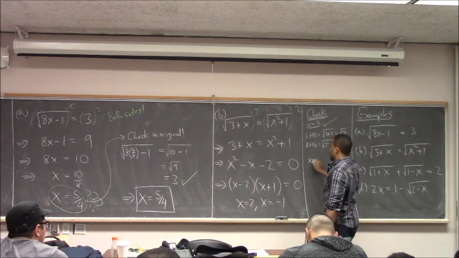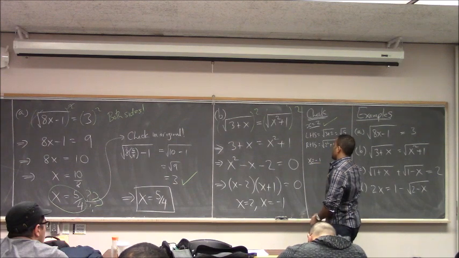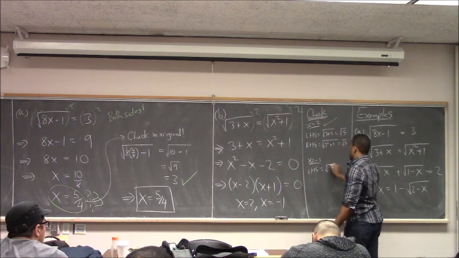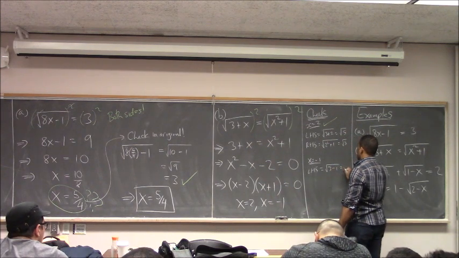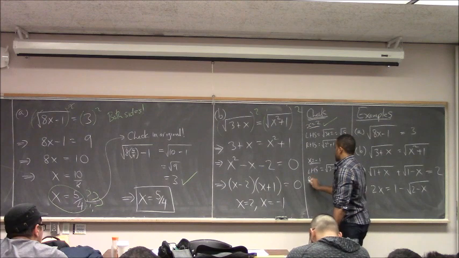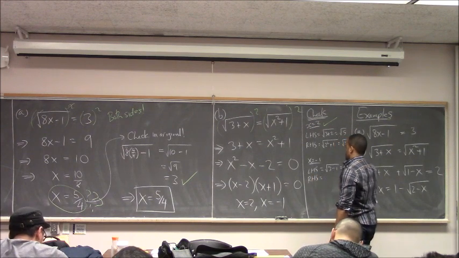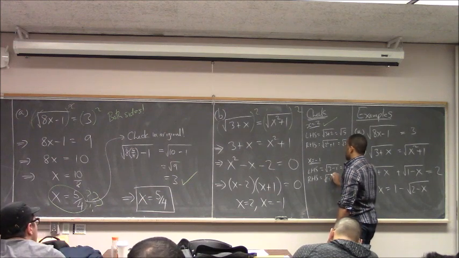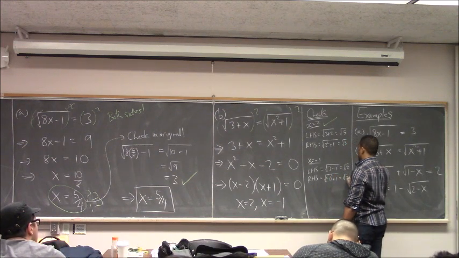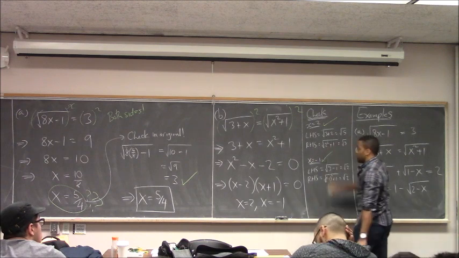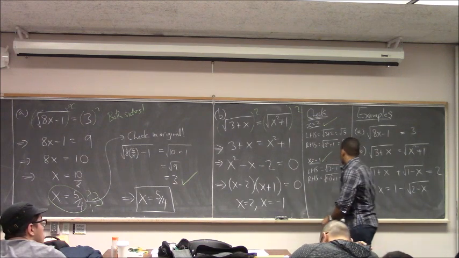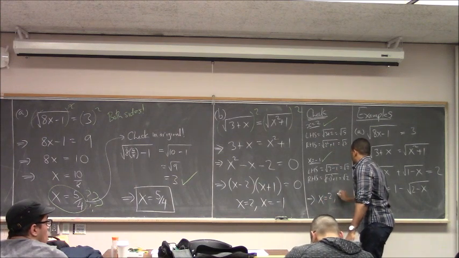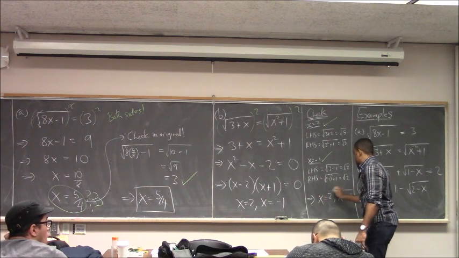Now let's go to x equals minus 1. If I plug that into the left-hand side, I would get the radical of 3 minus 1, that's equal to the radical of 2. If I plug it into the right-hand side, I would get the radical of minus 1 squared plus 1, that is also the radical of 2, so this one also checks out. Both of those actually work. So I'd be able to say now the solution is x equals 2 or x equals minus 1.